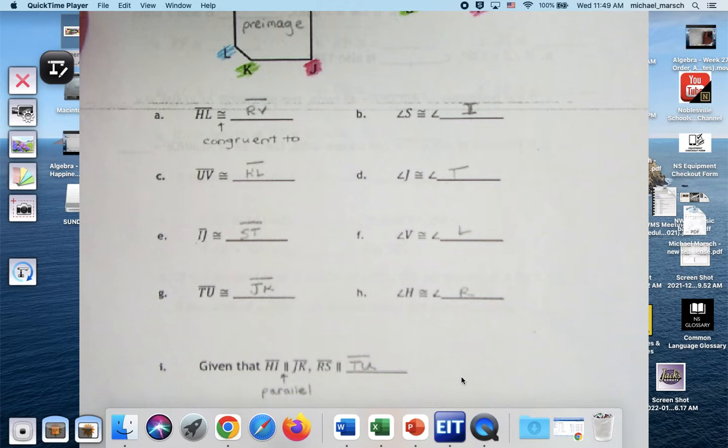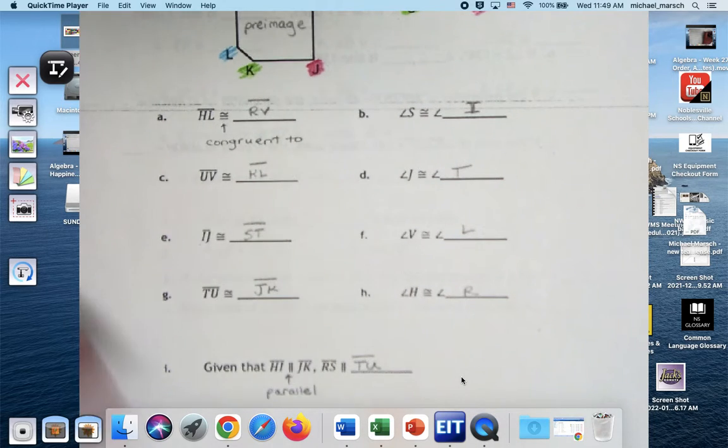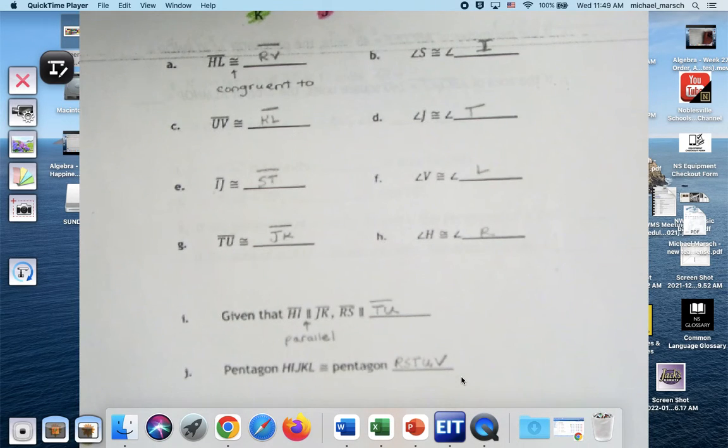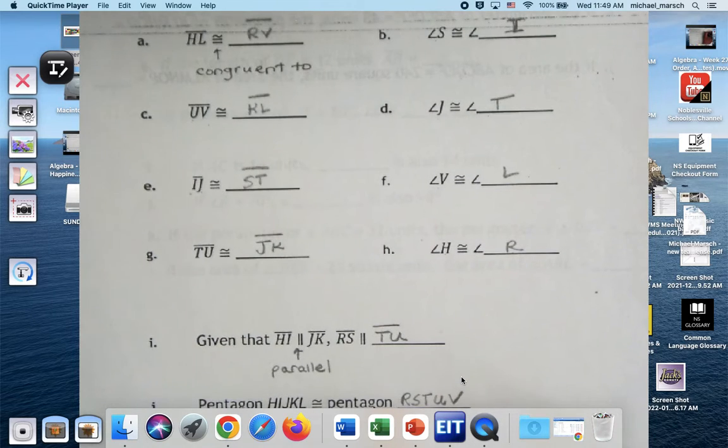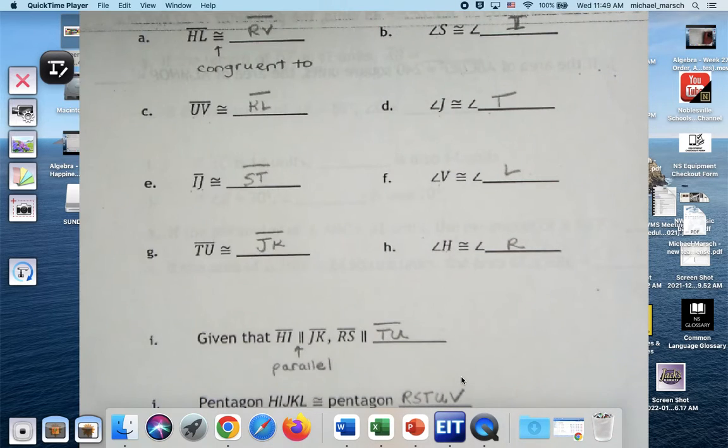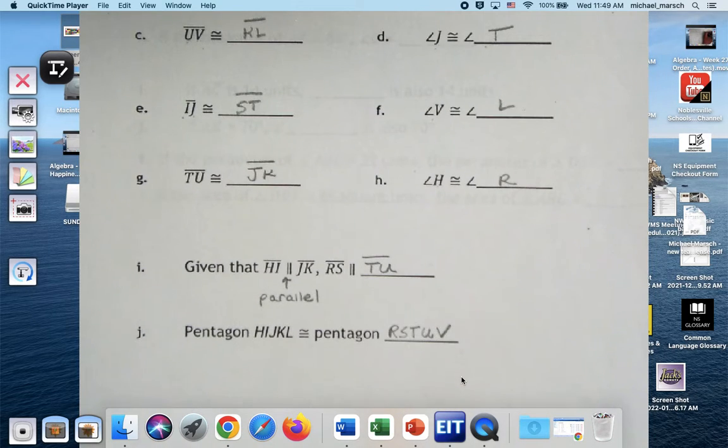So HIJKL is congruent to pentagon RSTUV, because those are the sides that match up. Those are the orders they're given in, and that's very important to keep in mind when you're making these color coding decisions. Go ahead and turn the page.